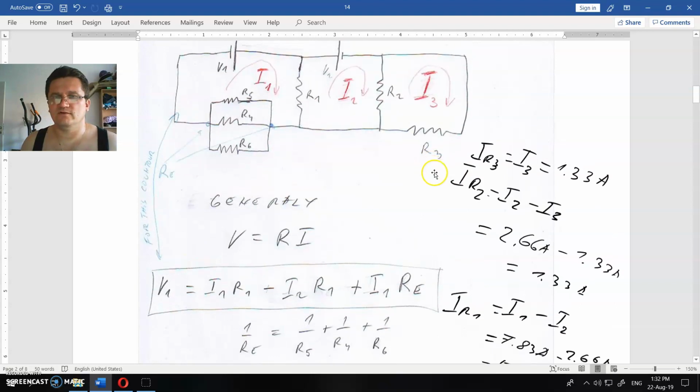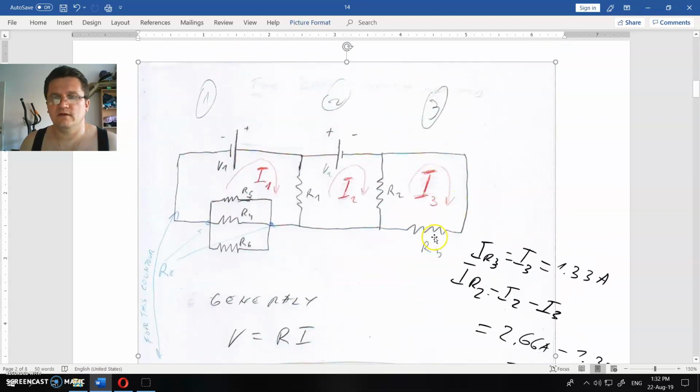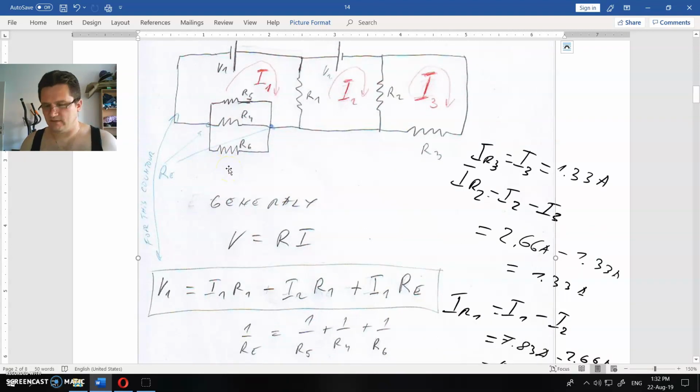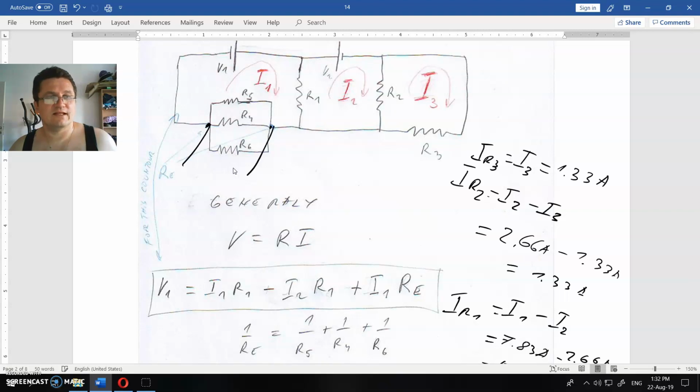Now we find the current through this resistance, through this, and through this. We have three more, but those three are a little bit different, so we're going to see what's happening there. First of all, we need to find the voltage between those 2 points. We don't know that, and we need it.